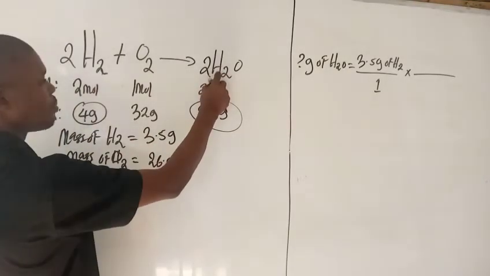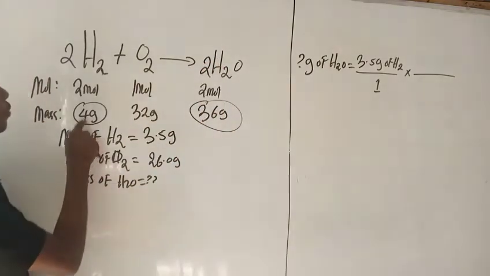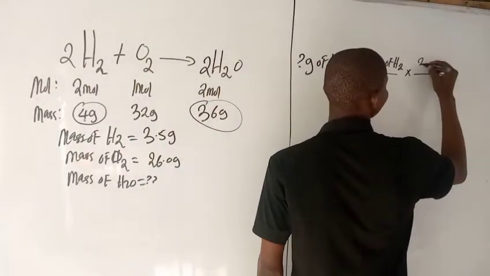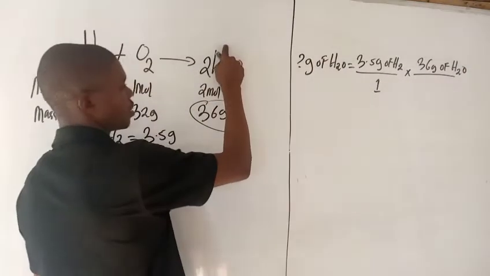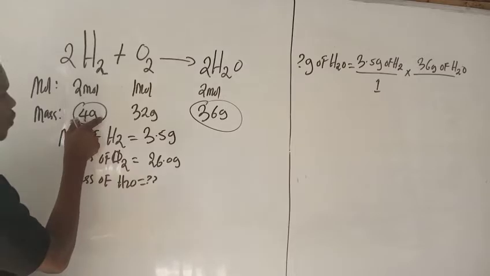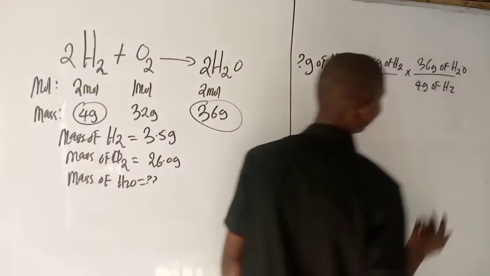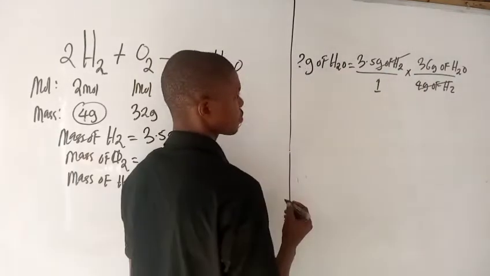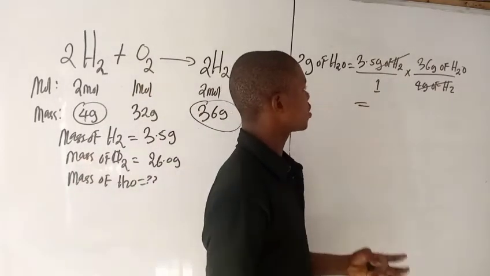Because we are calculating the mass of water, 36 gram of water will be at the top, while 4 gram of hydrogen will be at the bottom. So here we have 36 gram of H2O, and the mass of hydrogen is 4, so we got 4 gram of H2. The main reason we did it like this is that gram of H2 cancels gram of H2.